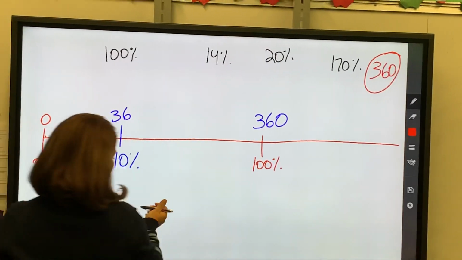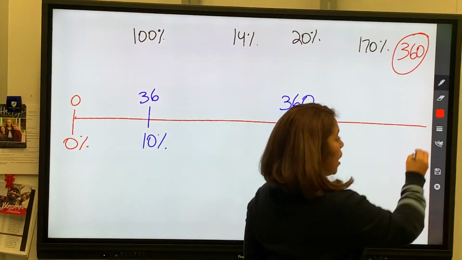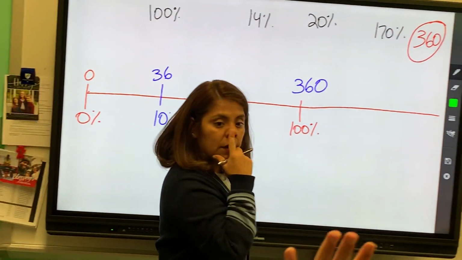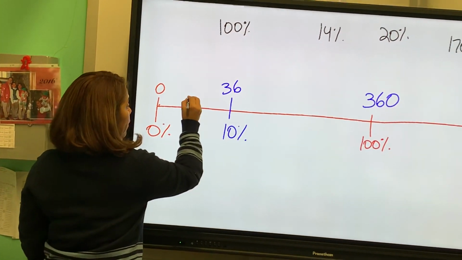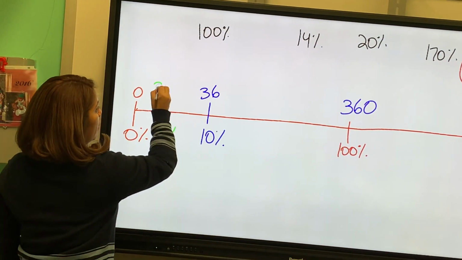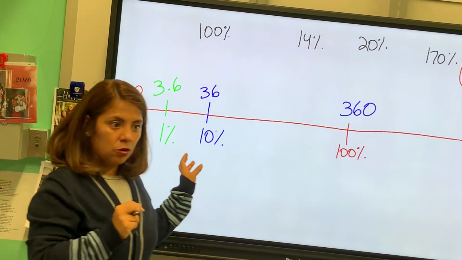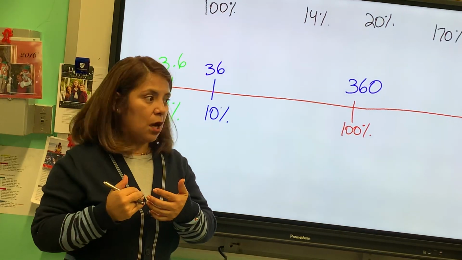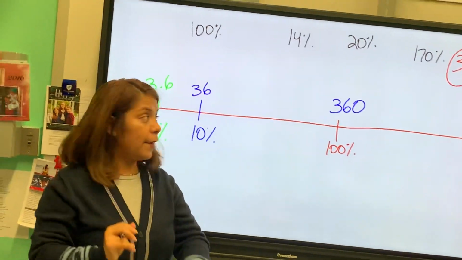Okay, how am I going to get from my 10% to my 1%? I need another volunteer. 3.6. Okay, so then we know that our 1% is going to be 3.6. And how did we learn about this? Do you want me to go back into the 1%, the 10%, and the 100%? No, we are fine with that. Okay, you get that.